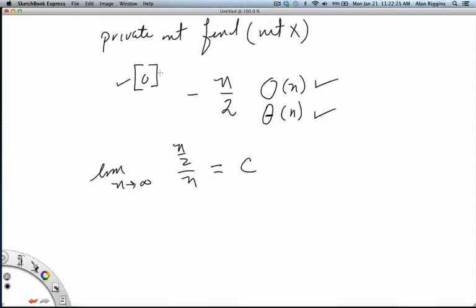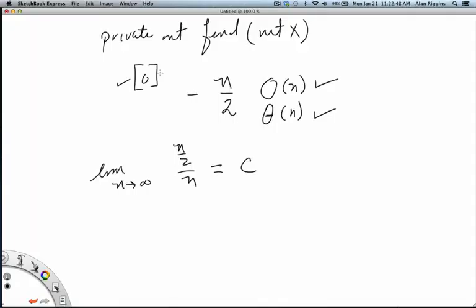Now, I just spoke of the specific case of insertion sort, where the best case, if the array is already sorted, is big O of n. Isn't that a specific case? And it is not, because it applies to every sorted array.